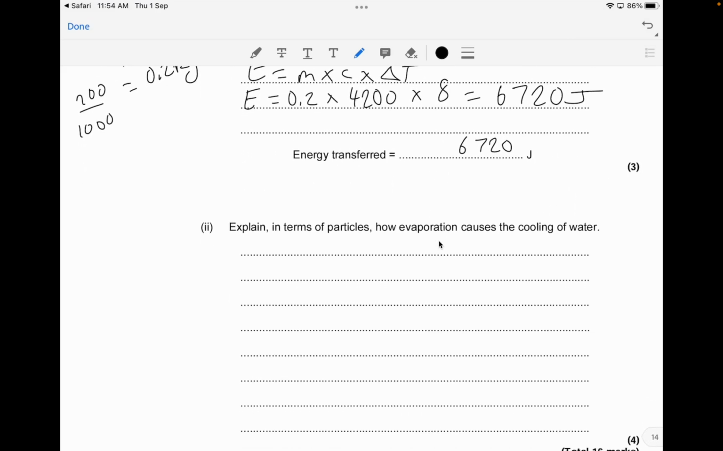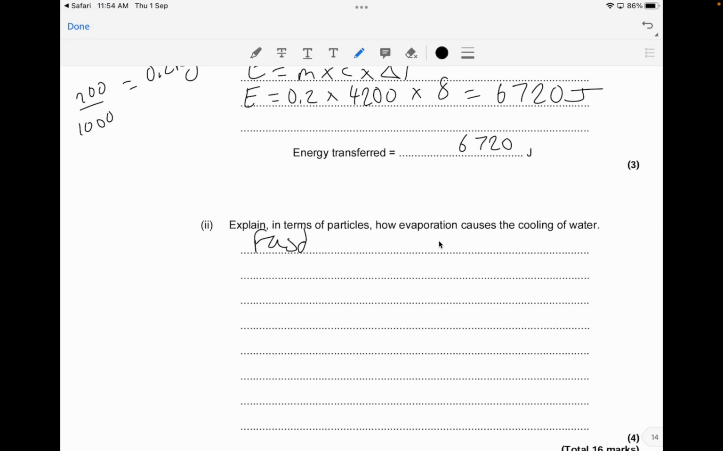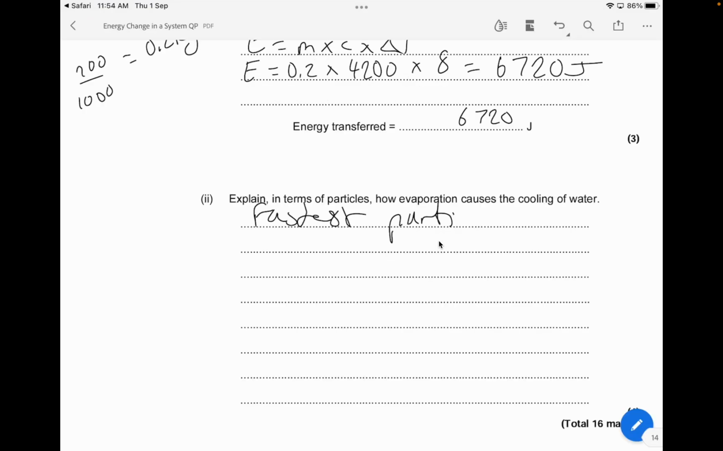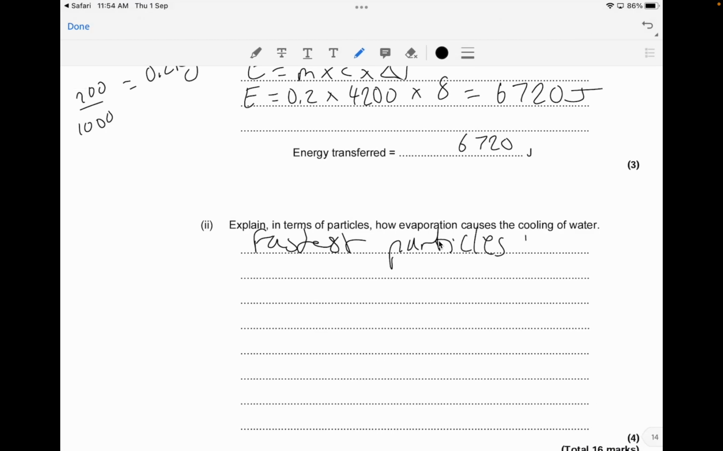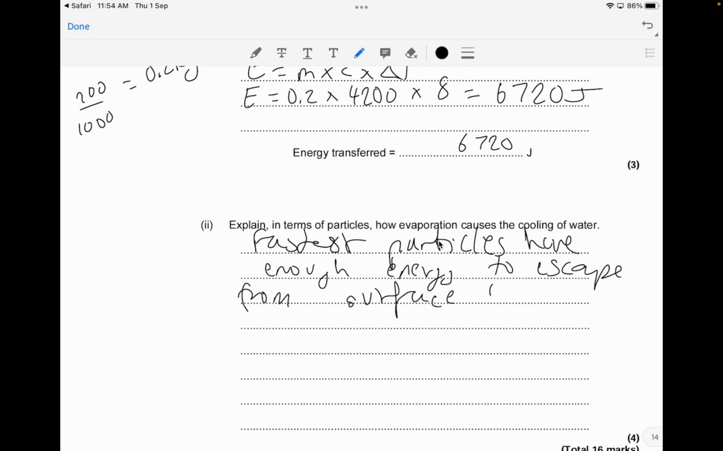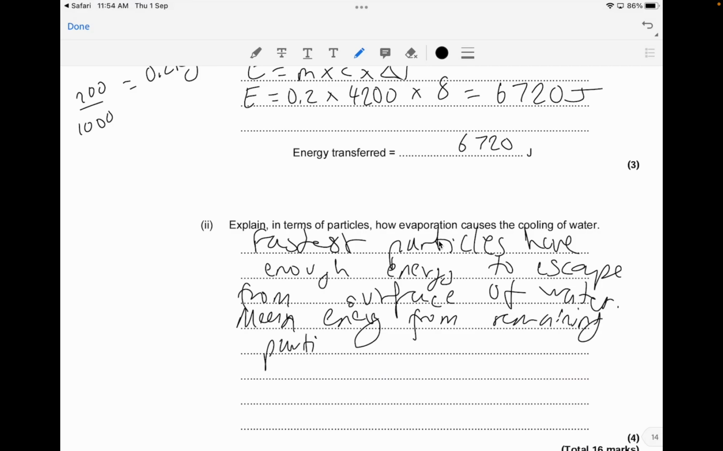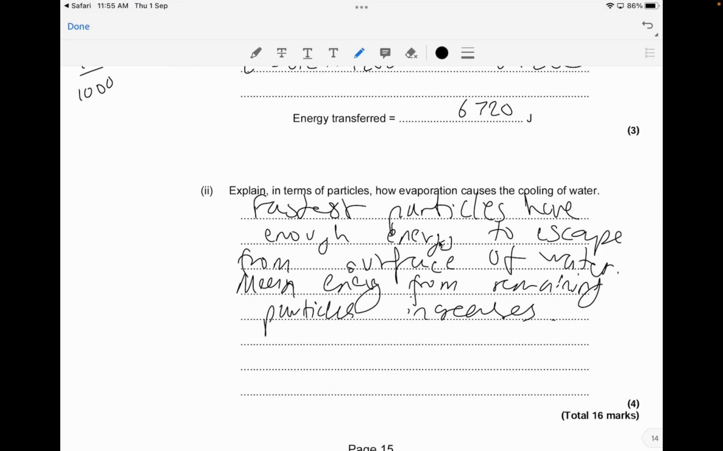Now, explain in terms of particles how evaporation causes the cooling of water. You're going to mention that the fastest particles have enough energy to escape from the surface of water. You're also going to mention that the mean energy of the remaining particles decreases. That's going to be the answer. So you're going to say the fastest particles have enough energy to escape from the surface of water, and the mean energy of the remaining particles decreases. All right, let's move on to the next question.